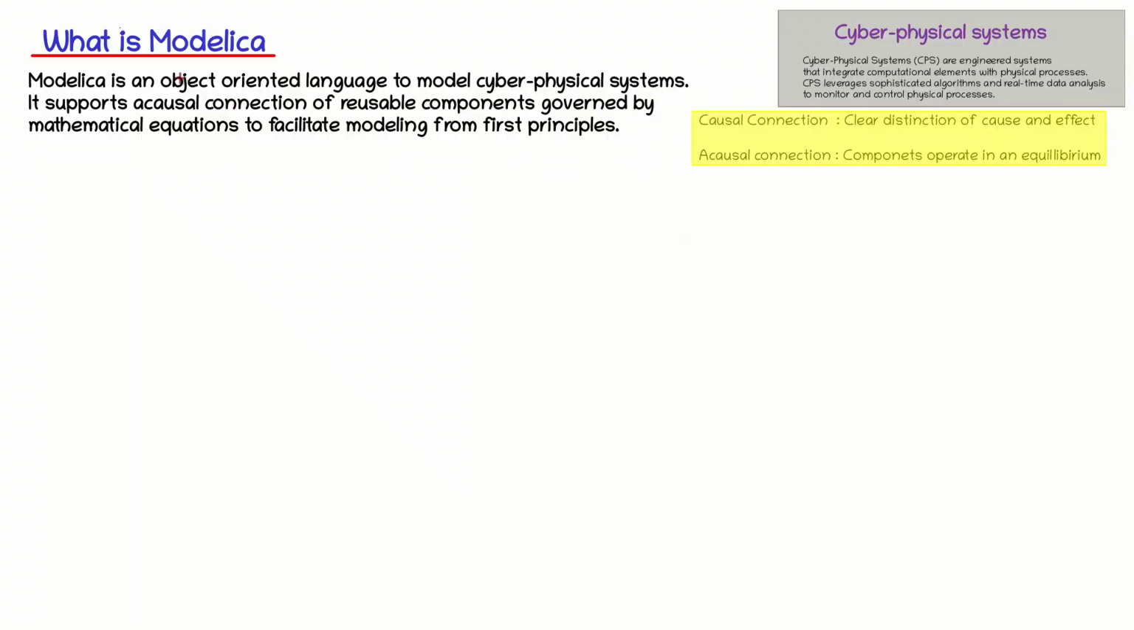When we say it is an object-oriented language, it means that it supports the usage of classes and instances to model each component of physical systems. This is common in many programming languages like Python, C++, Java, etc. Now, it is used to model cyber-physical systems. By cyber systems, we generally mean digital control systems where we have a very clear input and a clear output, and a signal from the input gets processed and then passed to the output.